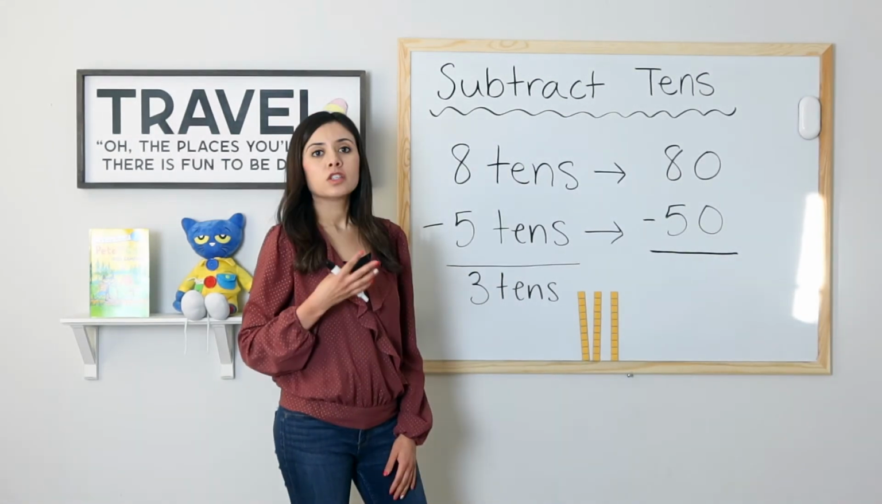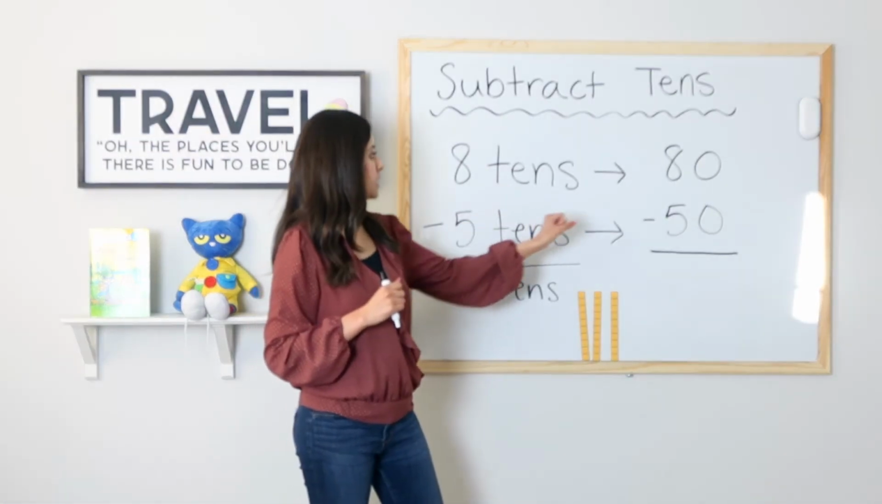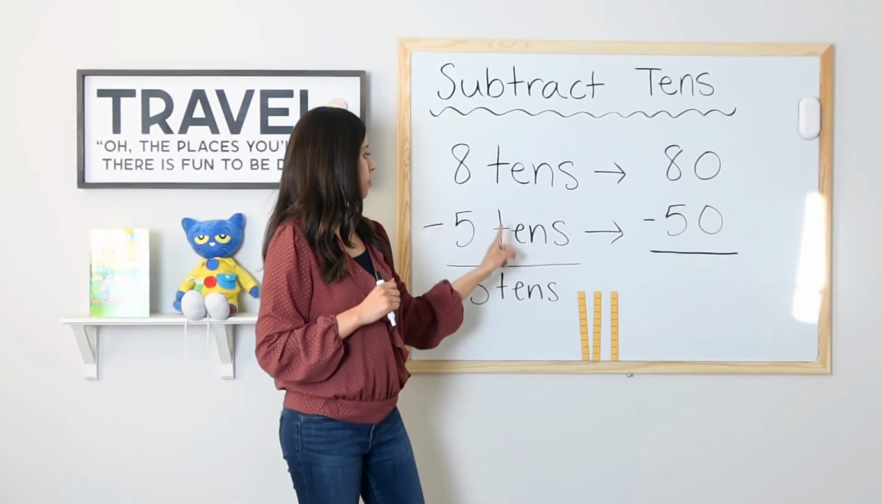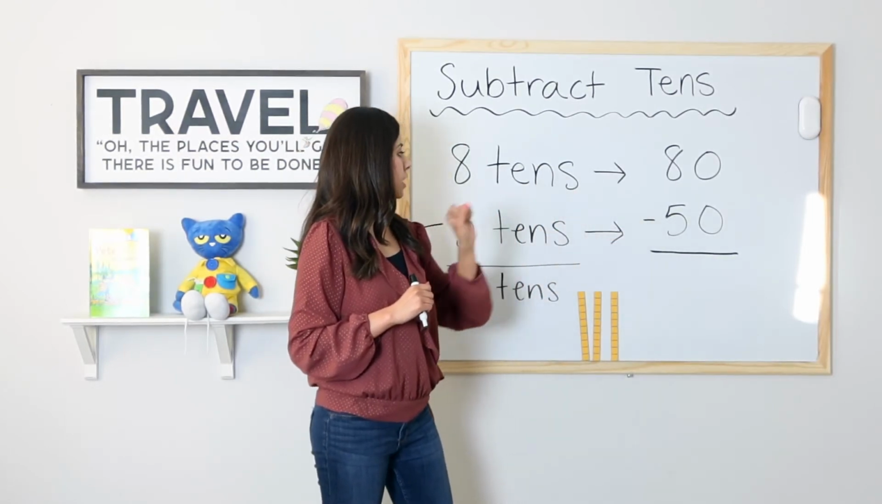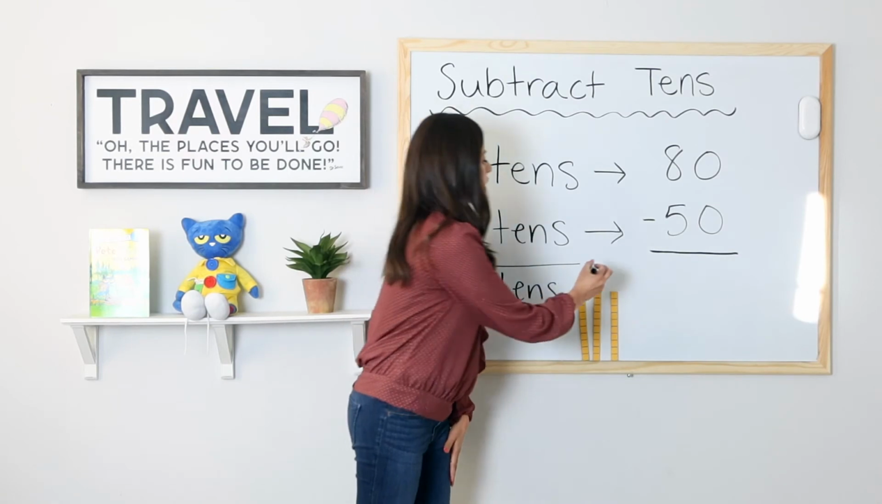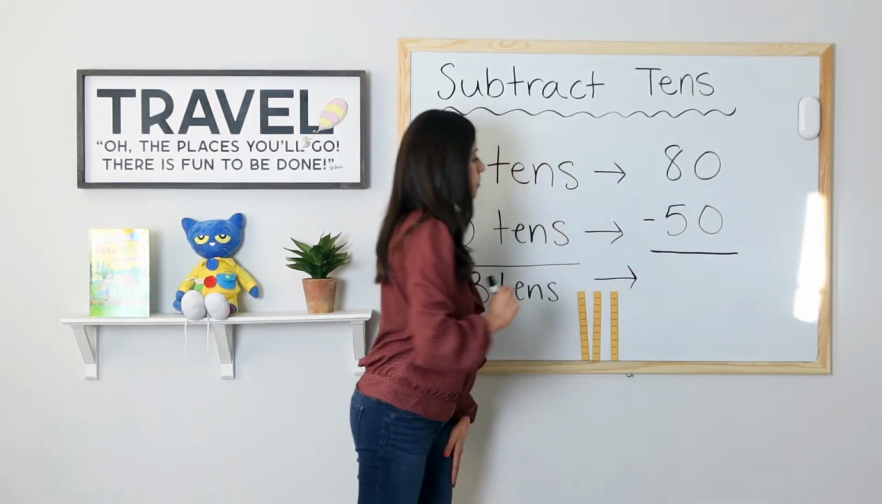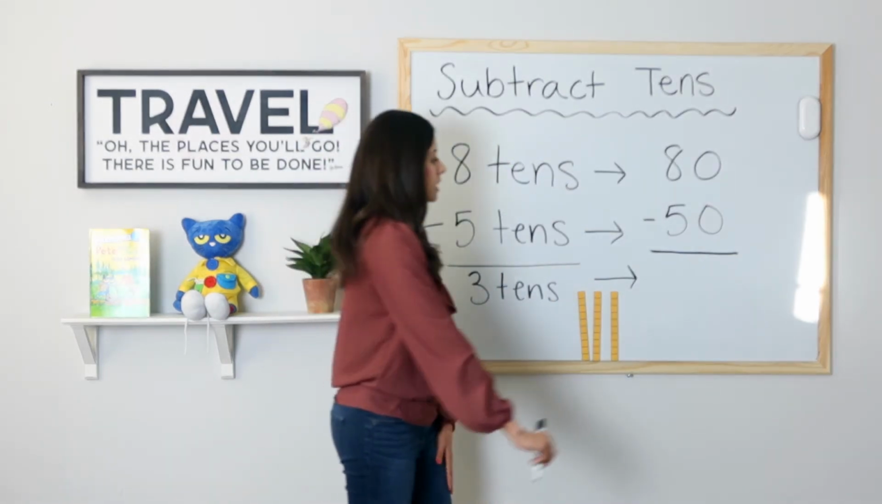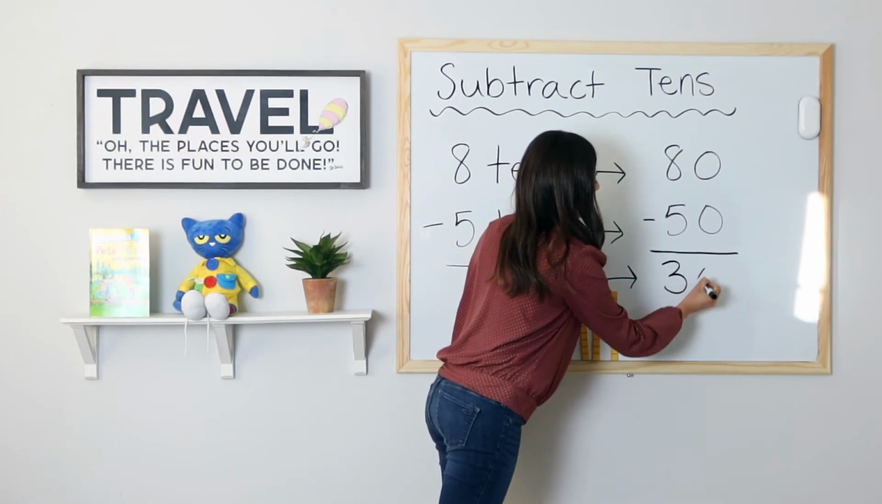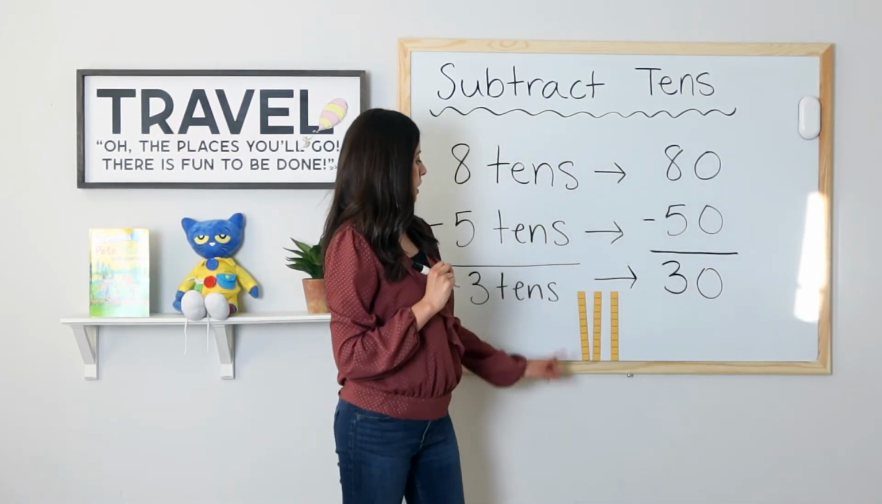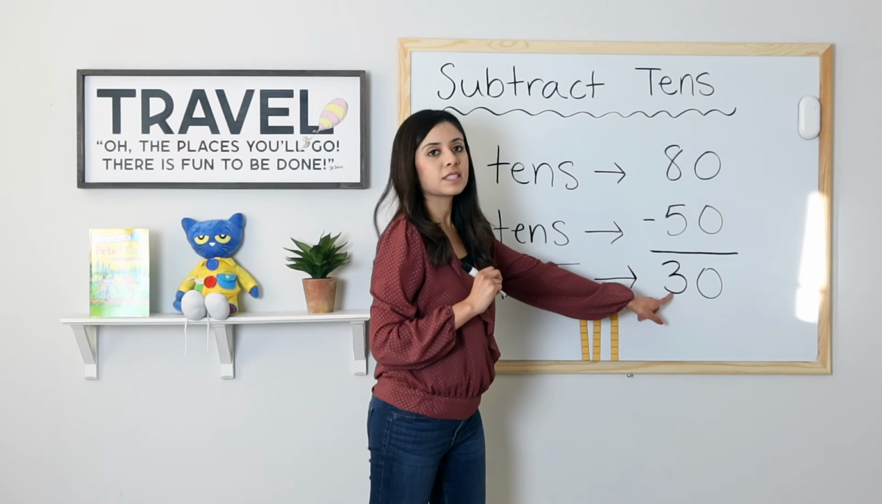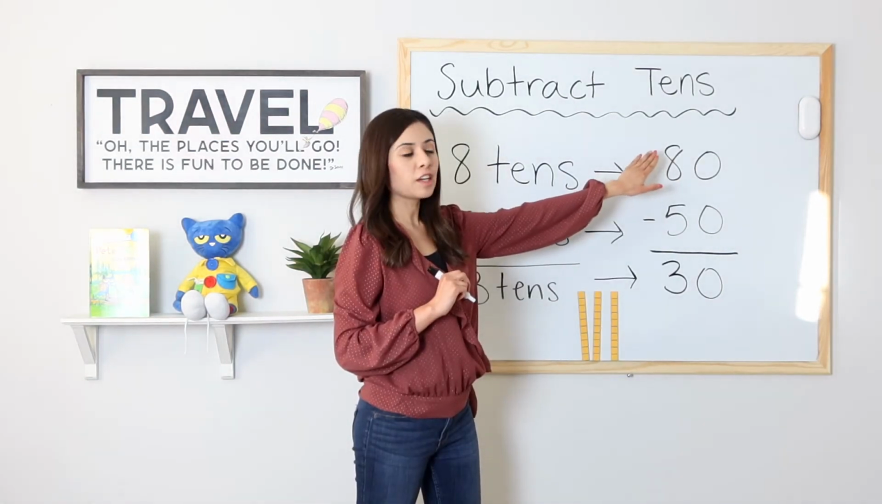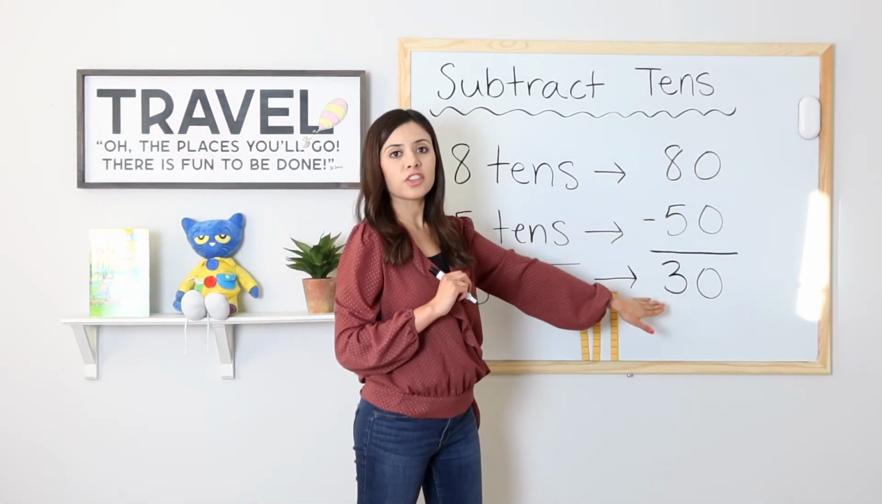Very good. So, if 8 tens is 80, and 5 tens is 50, what is 3 tens? 3 tens is 30. All I'm doing is putting the 3 in the tens place. So 80 minus 50 equals 30.